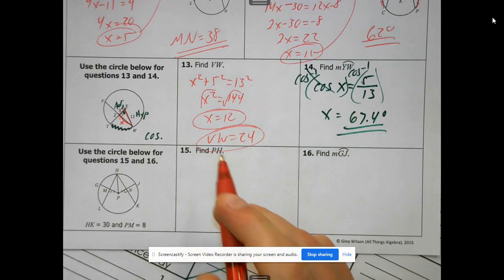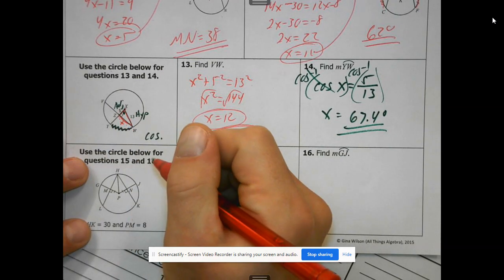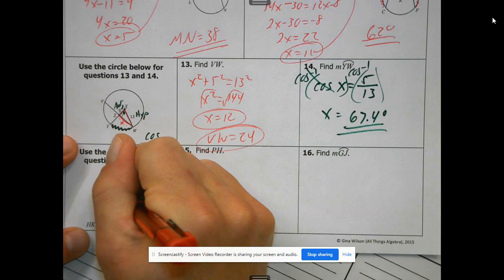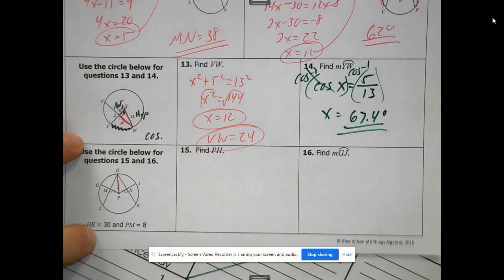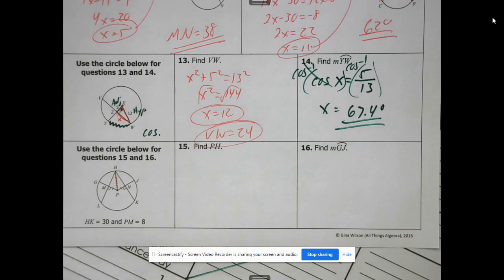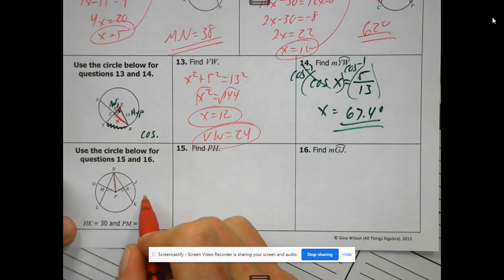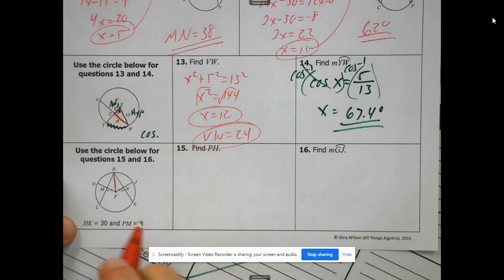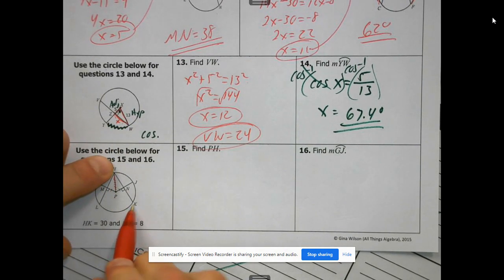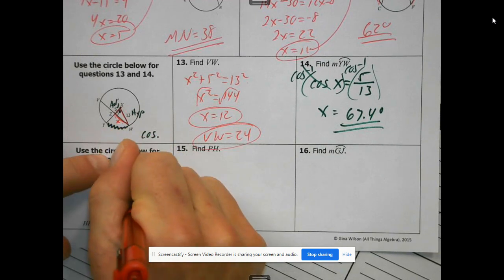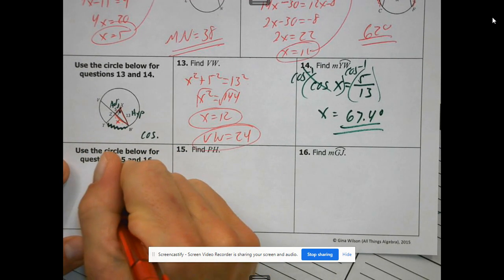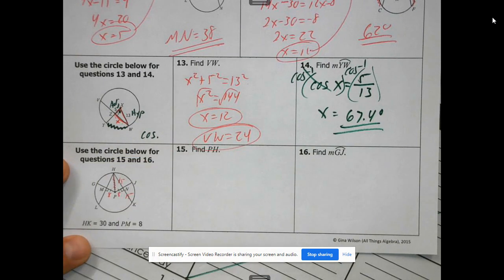Find PH. Find this piece right here. All right, let's see what information we have here. H to K. There's K. H to K right here. This is 30. So this whole thing is 30. Each of these have to be 15. P to M is 8, which means this is also 8 right there.